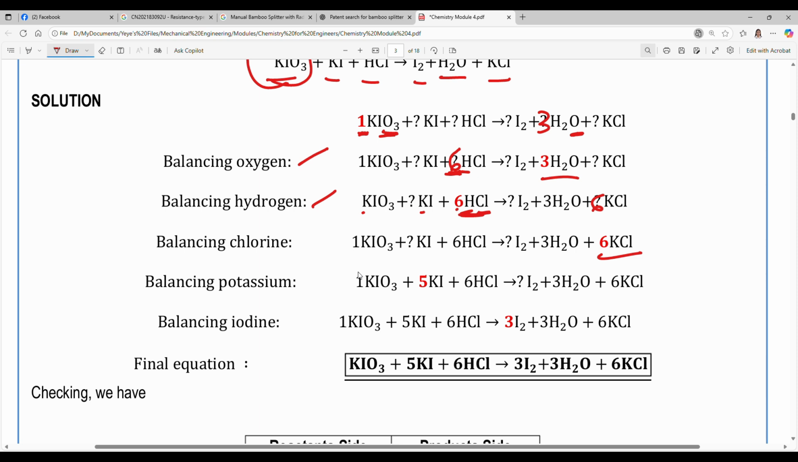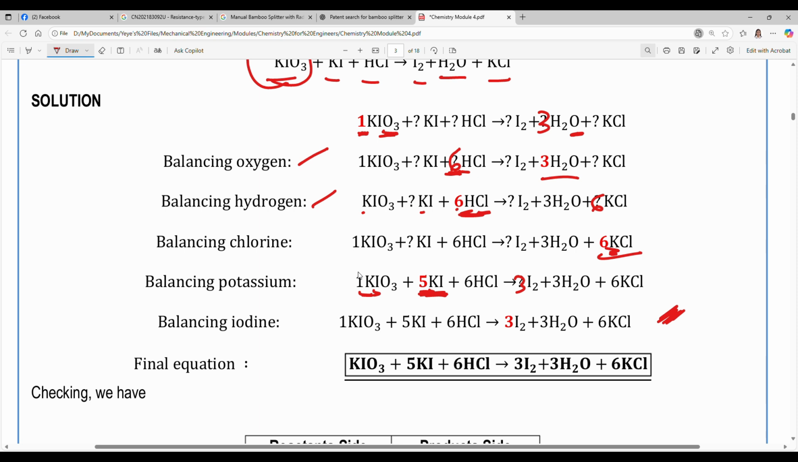Okay, then after chlorine is balanced, let's balance potassium. The potassium on the product side is 6. On the reactant side it is 1, so we put 5 here. 5 plus 1, 6, so 5. Then lastly iodine, no? There are 5 iodine here plus 1, you have 6, no? So we put a coefficient with 2, so 6 divided by 2, that is 3. 3 times 2, 6, no?